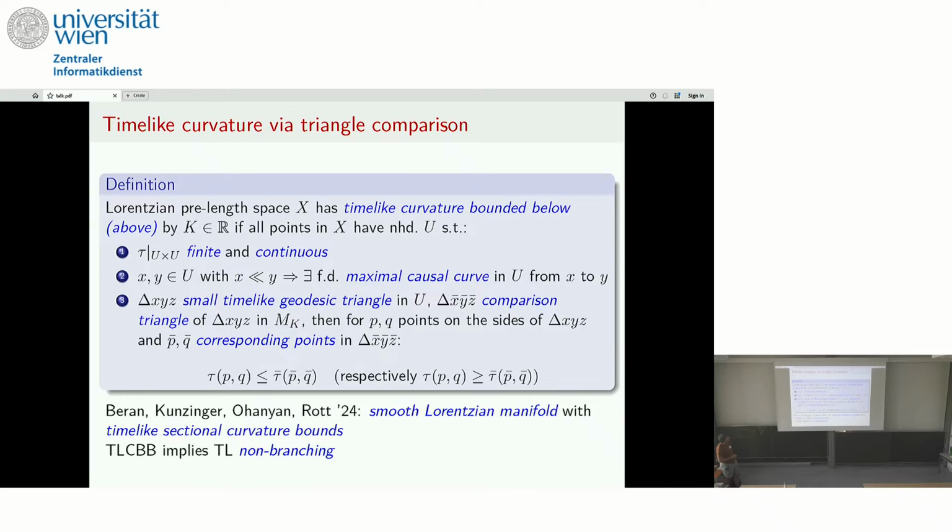And also, time-like curvature bounded below implies that your maximal time-like curves do not branch, which is analogous to the Alexandrov case, where curvature bounded below in the triangle comparison sense implies that the minimizers, the geodesics, do not branch.